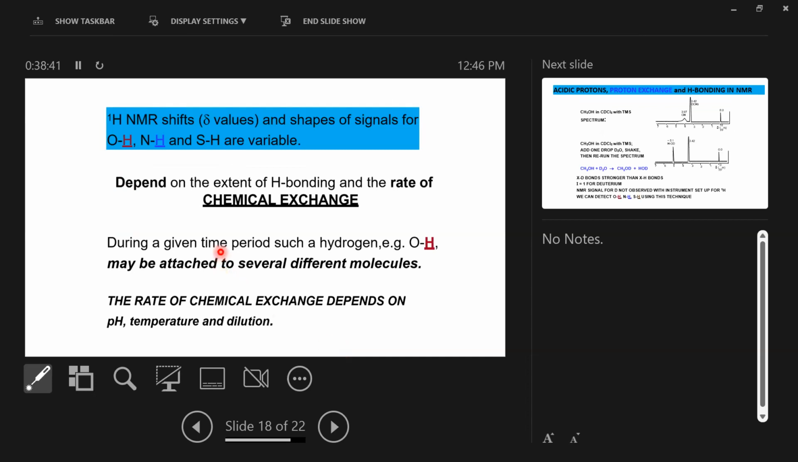During a given time period, an oxygen like OH may be attracted to several different molecules. The rate of chemical exchange depends on the pH, the temperature, and the dilution. The more solvent you have, the more it can affect how well it exchanges. The pH can affect how fast it exchanges. The temperature does too, because we typically run NMR here at 22 degrees, but people have done it up to 50 degrees. All right? And it makes a difference. A compound at 25 degrees doesn't look the same as at 50.